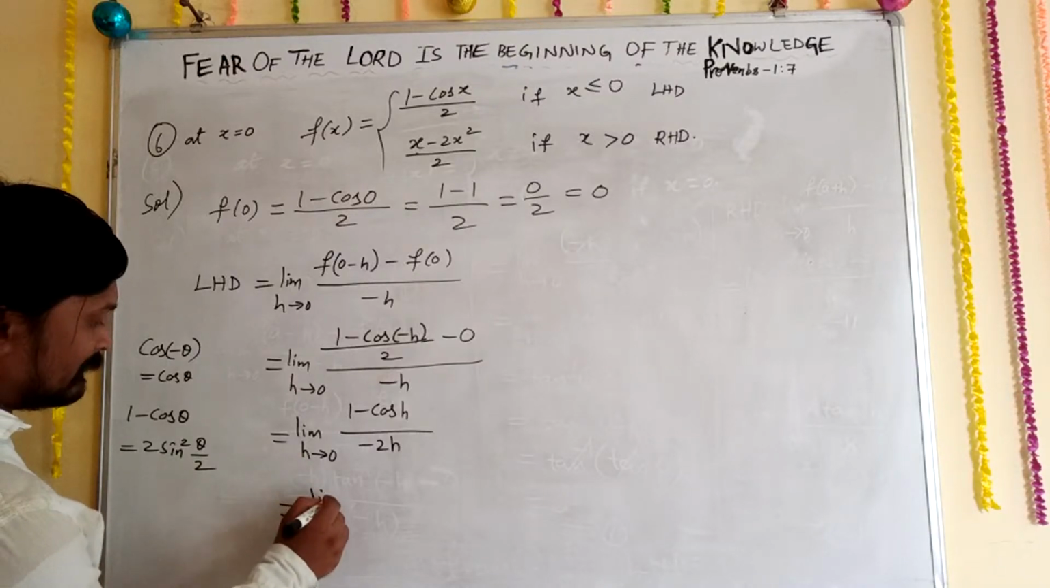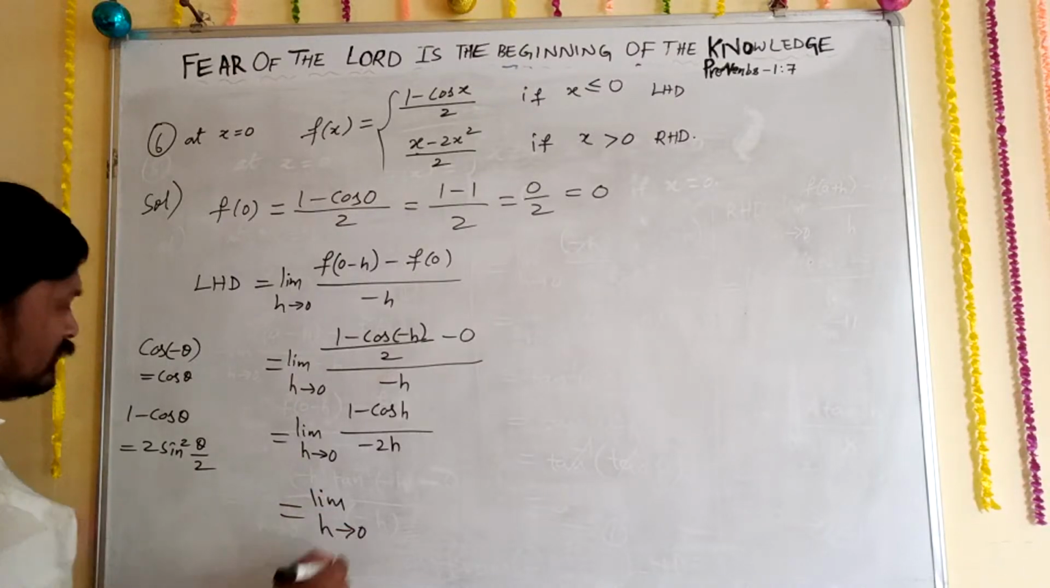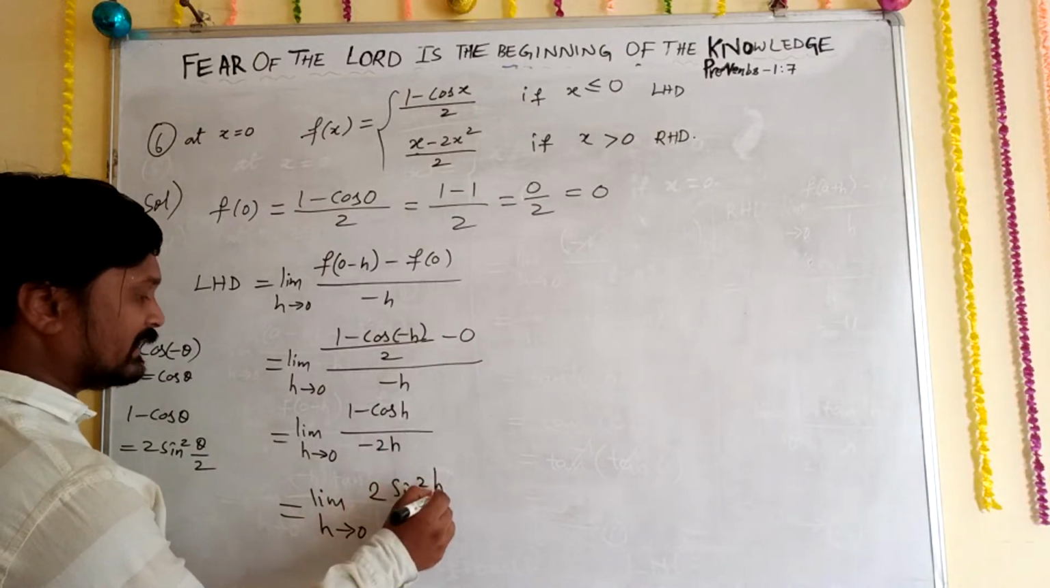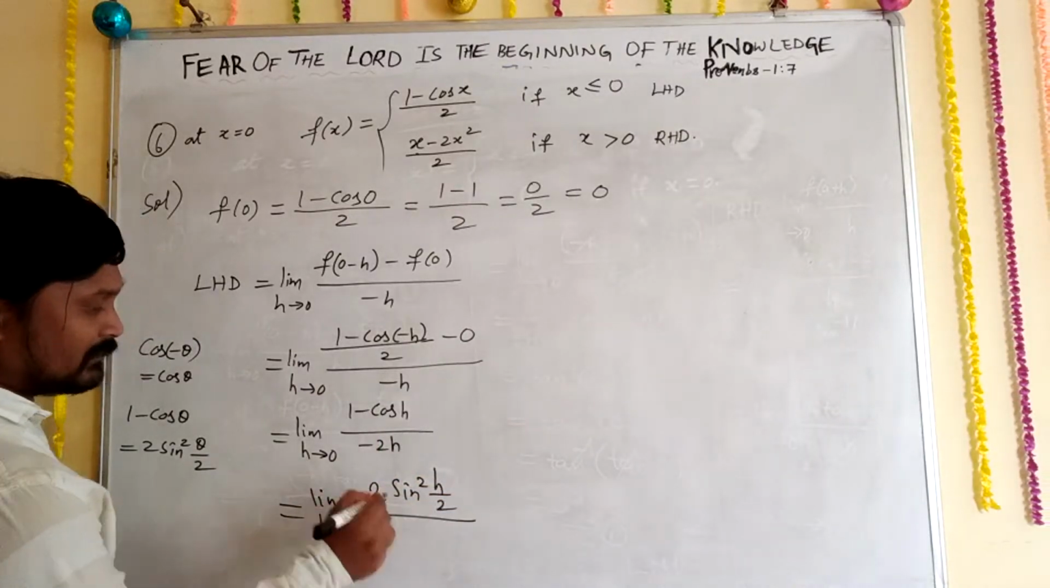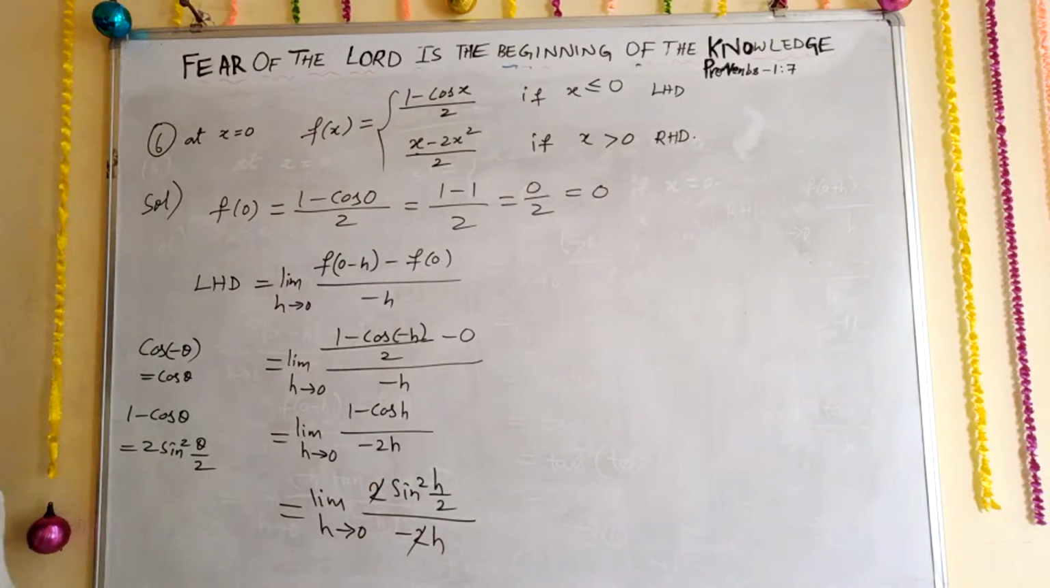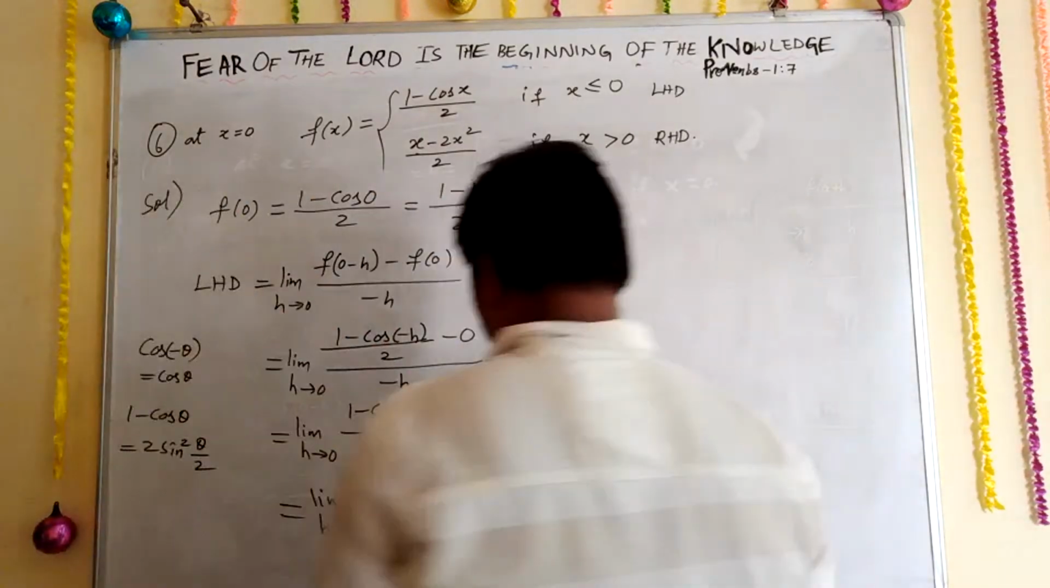So this is limit h tends to 0. This we can write as 2 sine square h upon 2, upon minus 2h. 2 and 2 get cancelled. So now what are we going to get?